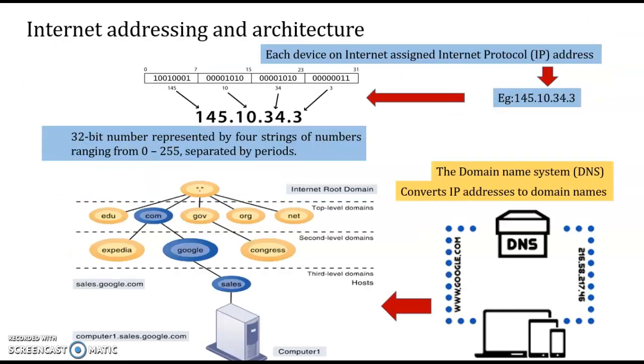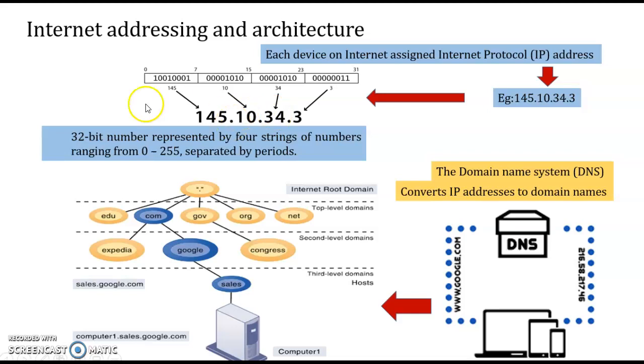Then we have internet addressing and architecture. So each device on internet assign internet protocol address. So macam nak kira internet protocol address ni, kalau you masih ingat, kita ada belajar matematik dulu, asas nombor, numbering system. So dia ada decimal number, dia ada octal number, hexadecimal number. So yang ni dia lebih kepada asas 10 lah. Yang 01 ni kepada asas 2. So dia akan ajar macam mana kita nak translate benda ni.